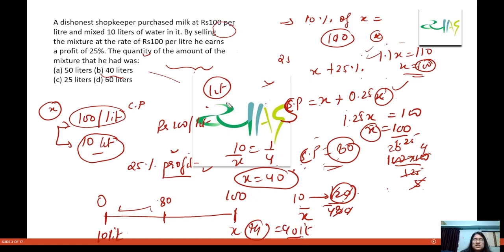And how much is it asking? The quantity of the amount of the mixture he had. So the amount of the mixture is being asked here. So what is the amount of the mixture? It is 40 plus 10, that is 50 liter. Amount of mixture is 50 liter because 40 liter you are having milk here and 10 liter you are having water here. So I hope everybody is clear with this thing. Now let's move forward.